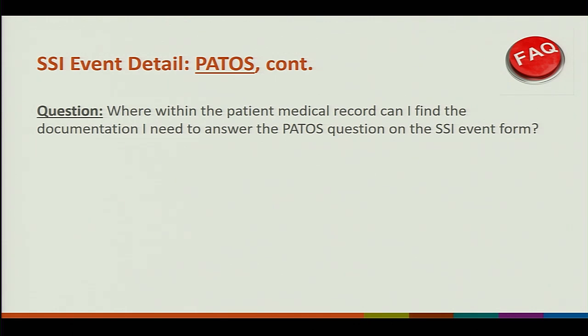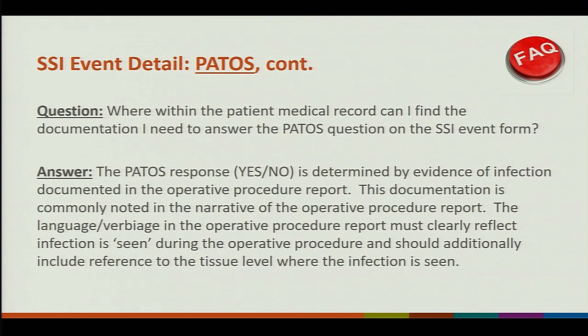Here's a frequently asked question that we get. Where within the patient medical record can I find the documentation I need to answer the PATOS question on the SSI event form? Well, if you were listening, the PATOS response, yes or no, is determined by evidence of infection documented in the op procedure report only. It's commonly noted in the narrative of the op report, and that's where we really want to be seeing it. The language in the op report must clearly reflect that infection is seen during the procedure and should additionally include reference to the tissue level where it is seen.